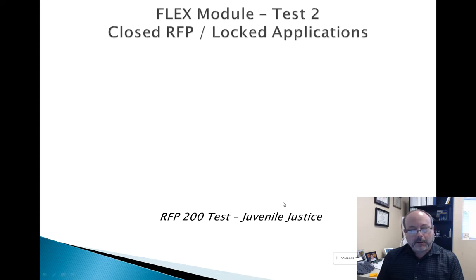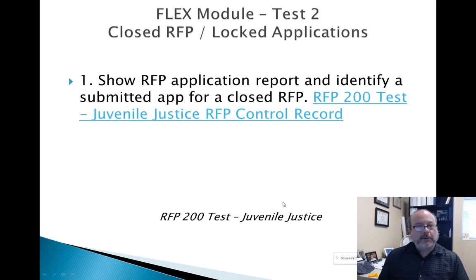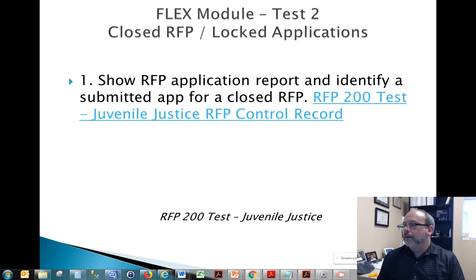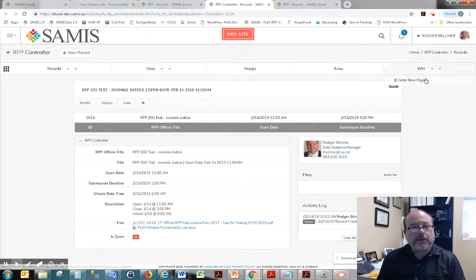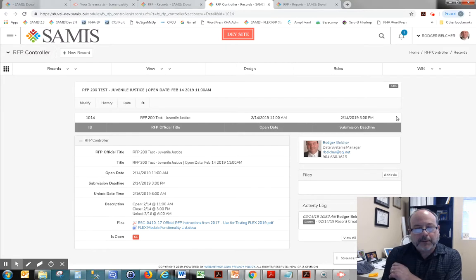So we're going to show the control record for that RFP. I'm going to pull this over. This is how we control when the RFP is open, lock, and unlock. So you see RFP 200 test, juvenile justice. The open date was the 14th at 11 a.m. The deadline was the 14th at 3 p.m. and the unlock time is the 16th at 6 p.m. Right now it's February 15th at 11:59 a.m. So it is clearly locked.